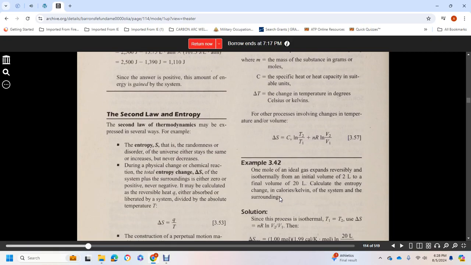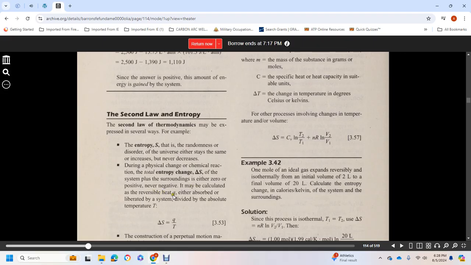Or the second law of entropy. The second law of thermodynamics can be expressed in several ways. For entropy, S, the randomness or disorder of the universe either stays the same or increases, but never decreases. During a physical or chemical reaction, the total entropy change is the change in S of the system plus surroundings, which is either 0 or positive, never negative.